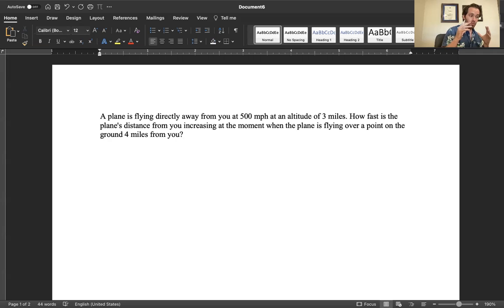All right. The first thing that you have to do with a related rate problem is generally draw a diagram. So we're going to draw a diagram so that we can write a formula. This is going to be the static version of things. So, 500 miles per hour at an altitude of 3 miles. Here's the ground, and we're going to consider the plane to be flying like that at an altitude of 3 miles. So that right there is supposed to be 3 miles.